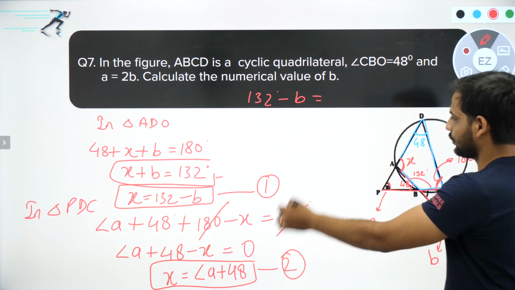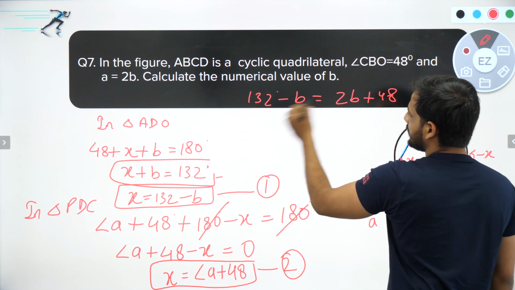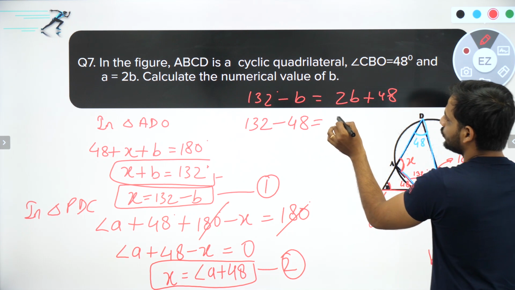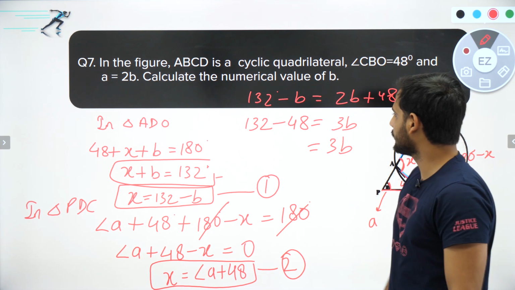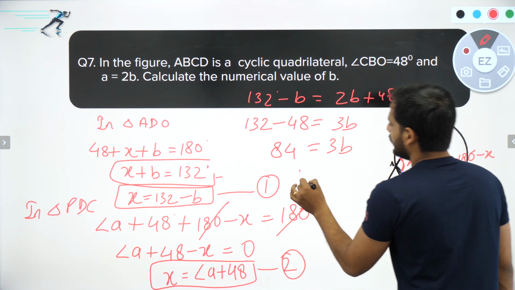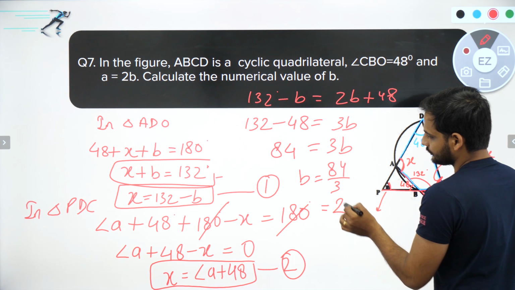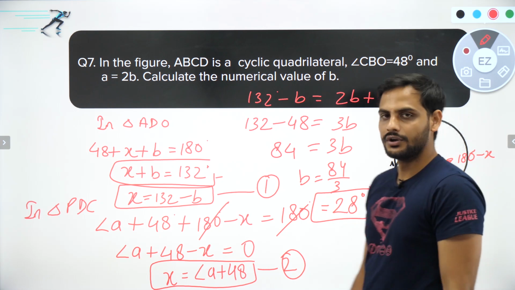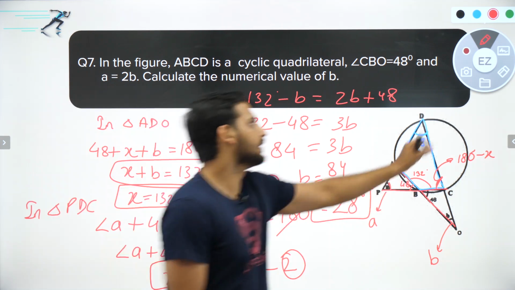Twice of b. So you can write it as 2b plus 48. Shift 48 there, b here. So 132 minus 48 is equal to 2b plus b will become 3b. So you'll be getting 3b is equal to 132 minus 48. So 84. So b will be equal to 84 by 3, which means 28. So angle B is equal to 28 degrees. Okay, angle B is equal to 28 degrees. So this is how it can be easily done.